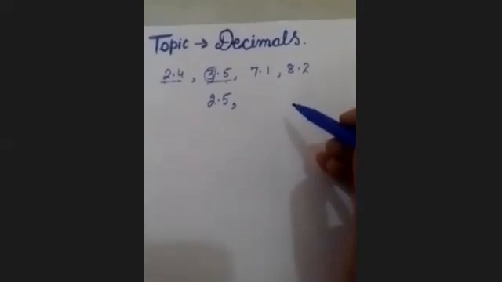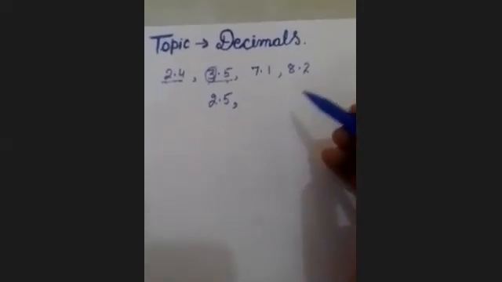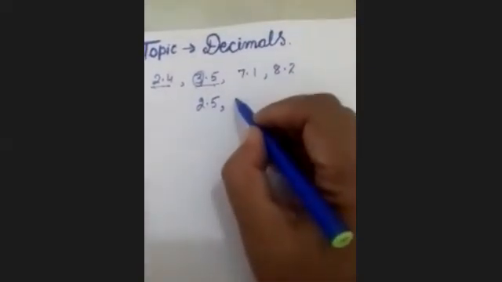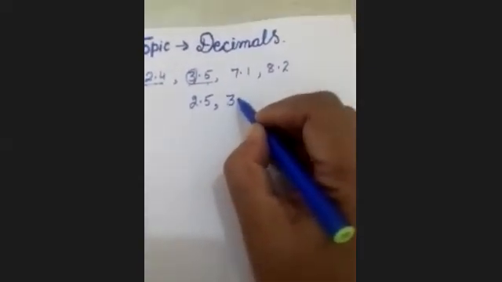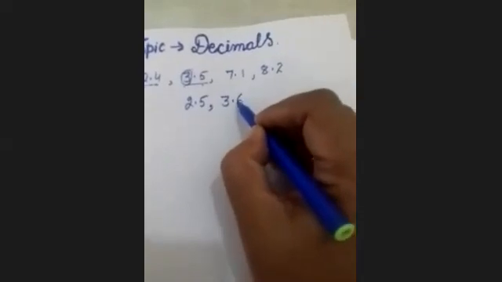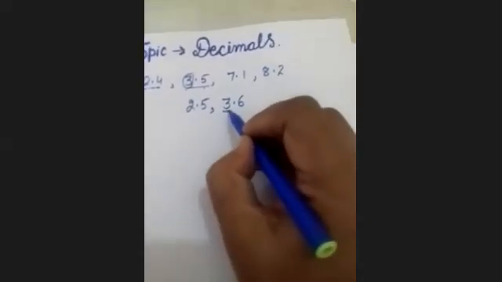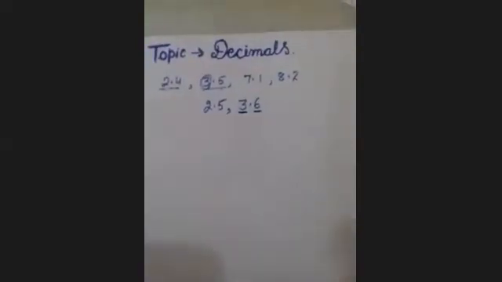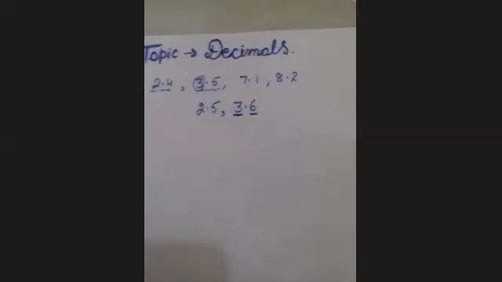Next, if you want to write 3 and 6 parts of the next number, then in decimal form we will write this number 3.6. Here three is a whole number and 0.6 shows the sixth part of the next number.